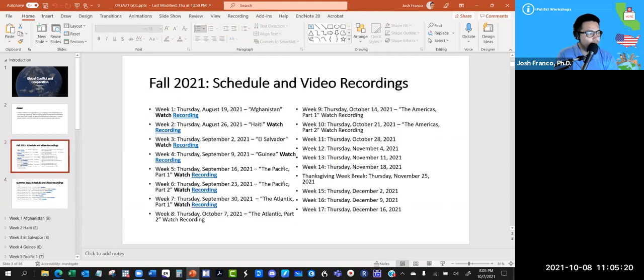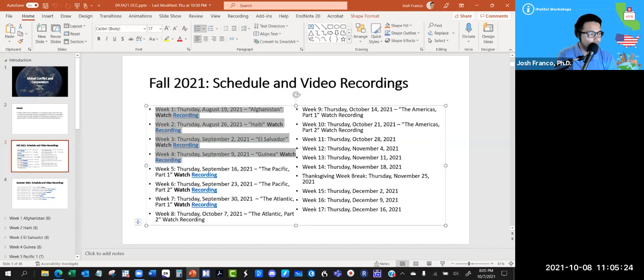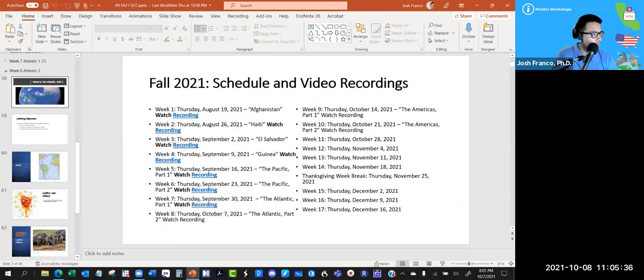And what I've done for the fall semester is focus on specific examples, starting with countries for the first 4 weeks and now looking at regions of the world these past 4 weeks. So today we'll talk about the Atlantic, part 2. So we'll go ahead and jump to that.